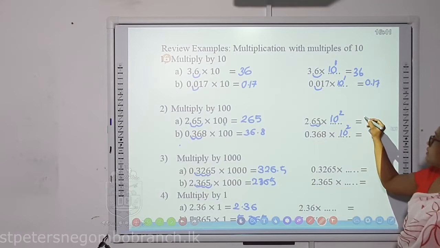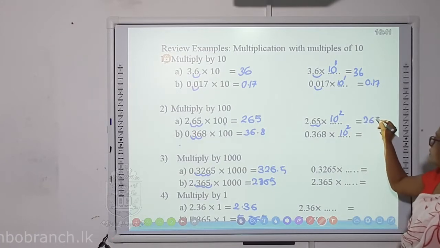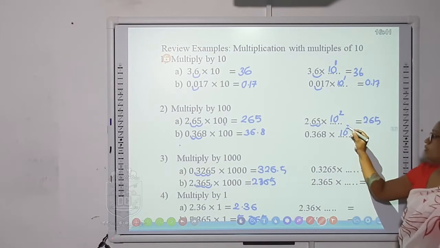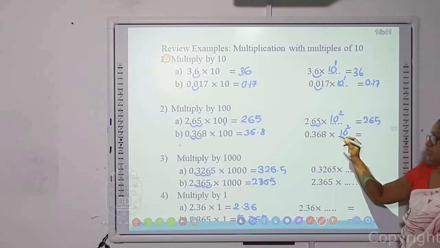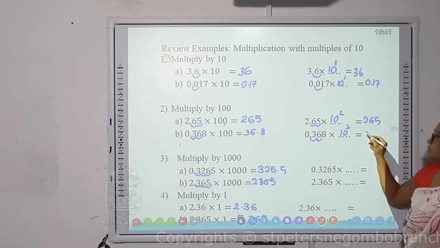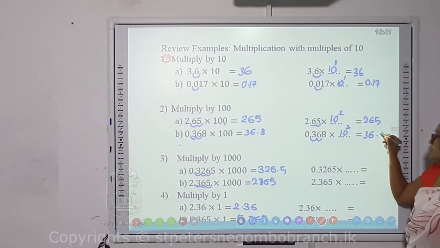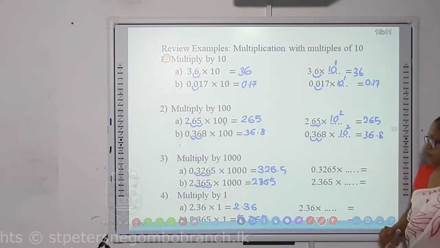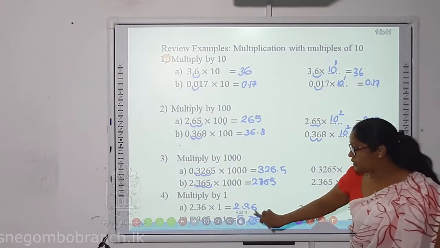So that means we have to shift 1, 2. The answer is 256, right? So same thing, plus says shift to the right side, 2 says by 2 places, 1, 2. So the answer is 36.8. Okay, we will move to the third question.